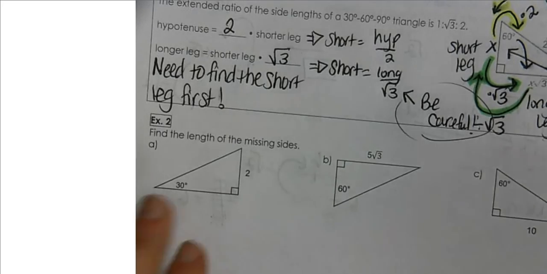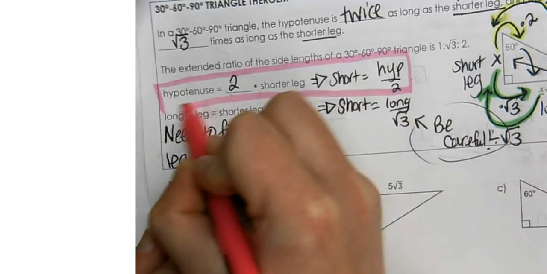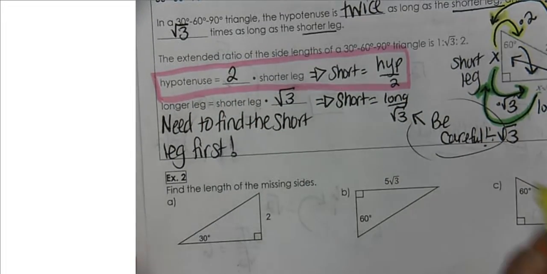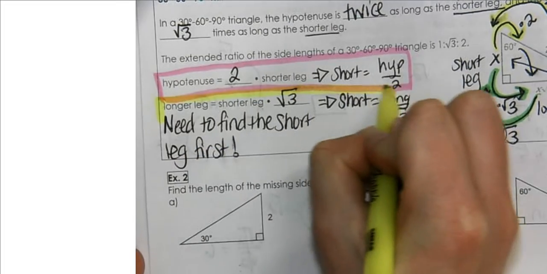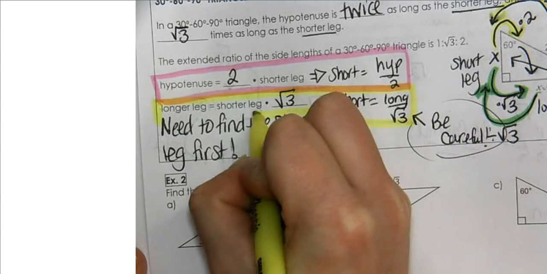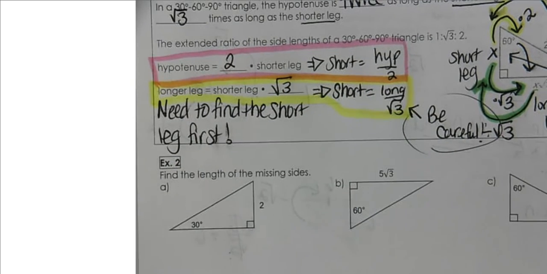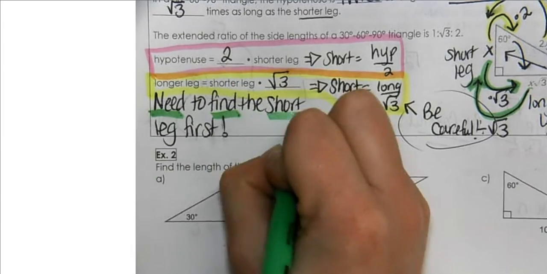So these are your formulas that I want you guys to please make sure that you know, study, and memorize. Hypotenuse is equal to 2 times the short leg. Short is hypotenuse divided by 2. The long leg is equal to the short leg times the square root of 3. Short is equal to the long divided by the square root of 3, and you need to be careful. And once again, you need to find the short leg first.